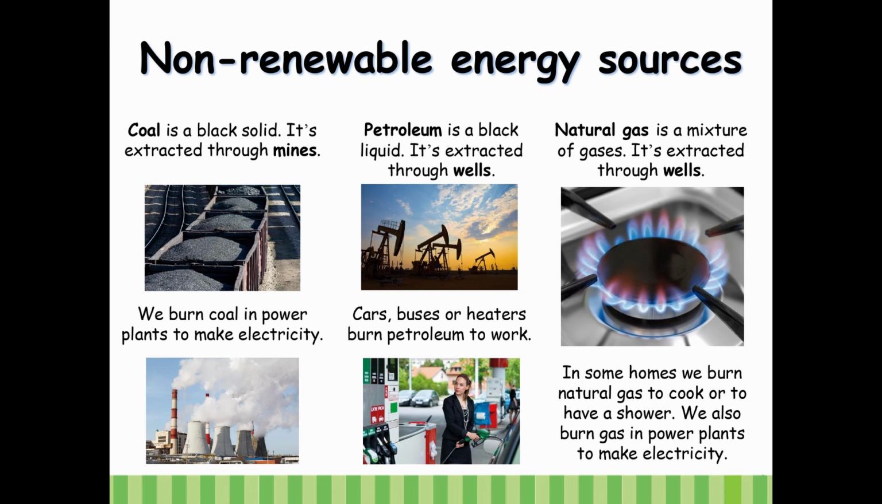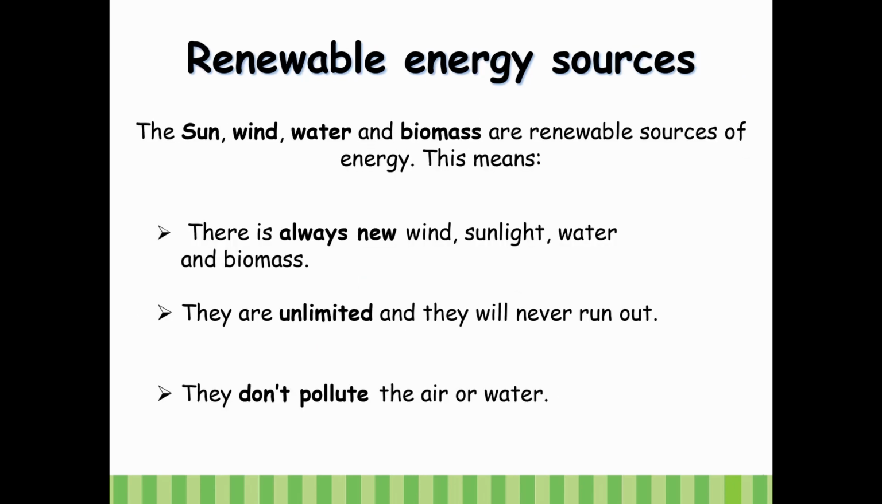Natural gas is a mixture of gases. It's extracted through wells. In some homes, we burn natural gas to cook or have a shower. We also burn gas in power plants to make electricity. Renewable energy sources. Sun, wind, water, and biomass are renewable sources of energy. This means there's always wind, sunlight, water, and biomass. They're unlimited and they will never run out. They don't pollute the air or water.